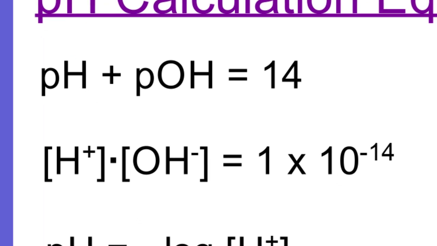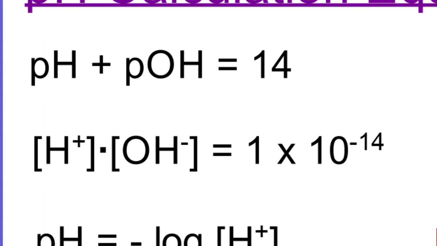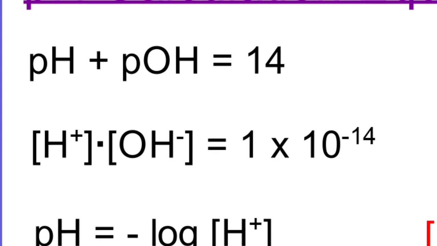Now from that equation we also know that the H+ concentration times your OH- concentration equals 1 times 10 to the negative 14, or 0.0000, 13 zeros with a 1 after them, which means this is actually in a logarithmic scale, and you'll find out this is a lot easier than it even looks.